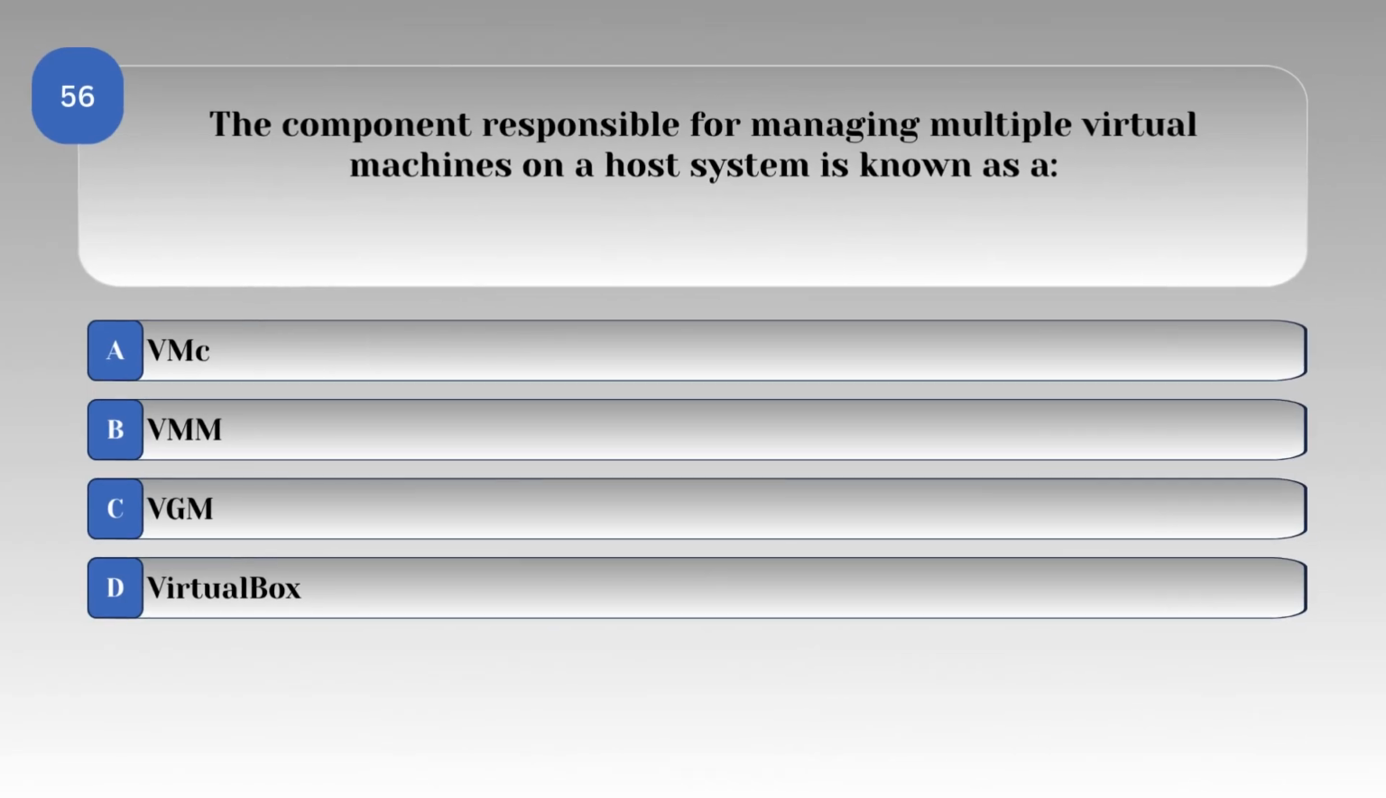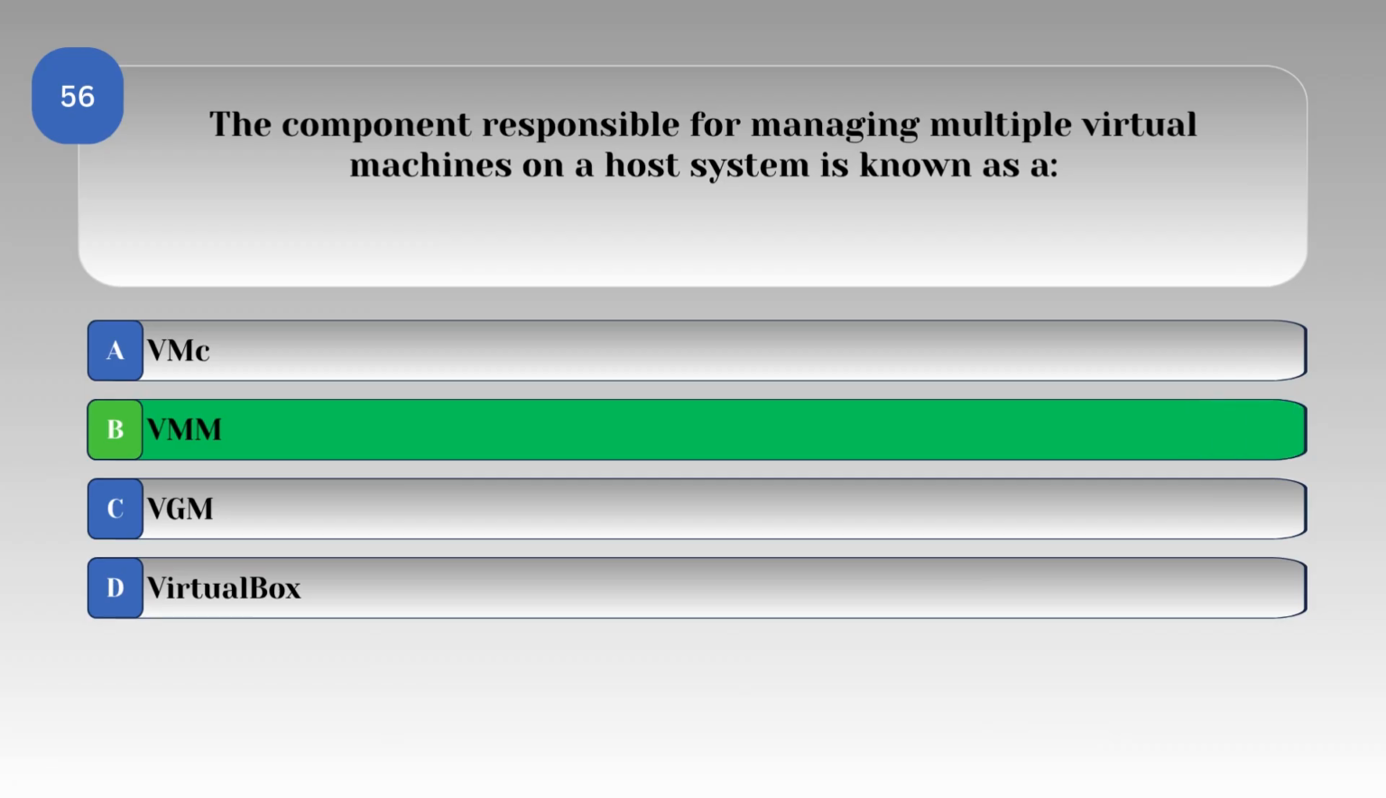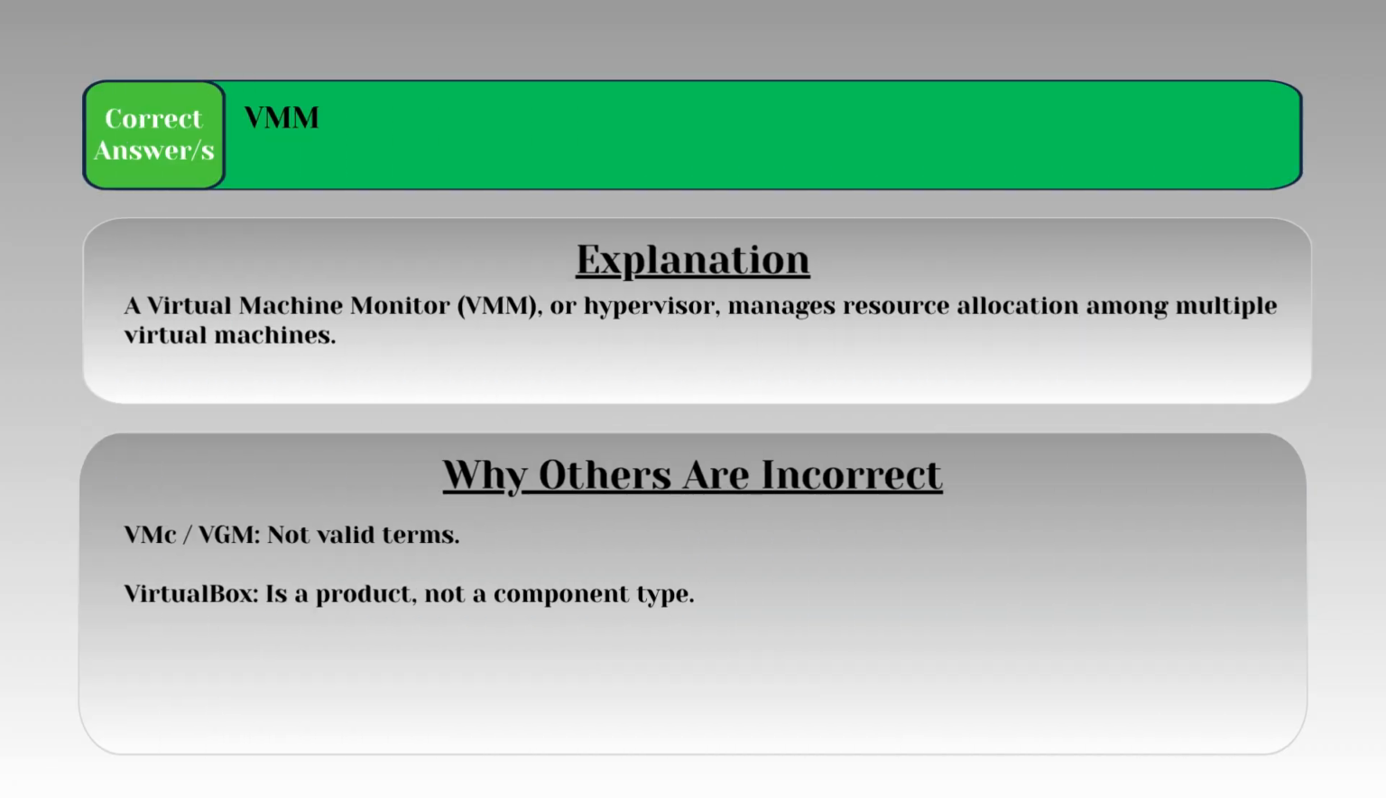The component responsible for managing multiple virtual machines on a host system is known as a correct answer, VMM. Explanation: A virtual machine monitor, or hypervisor, manages resource allocation among multiple virtual machines. Why others are incorrect: VMAX/VGM, not valid terms. VirtualBox is a product, not a component type.